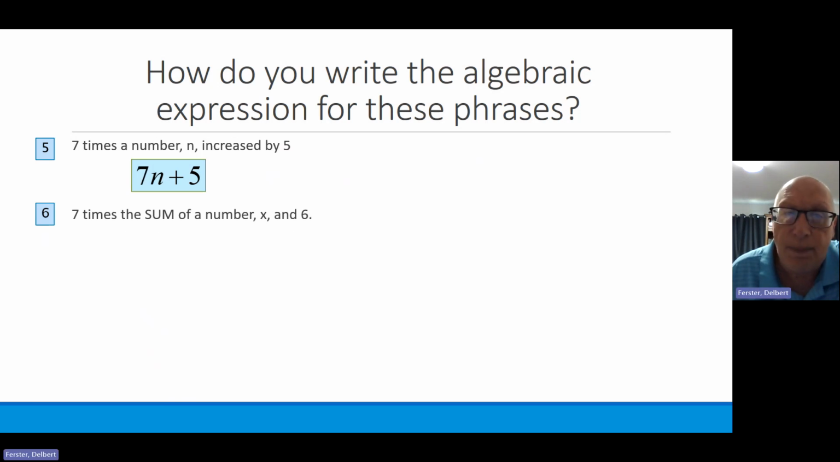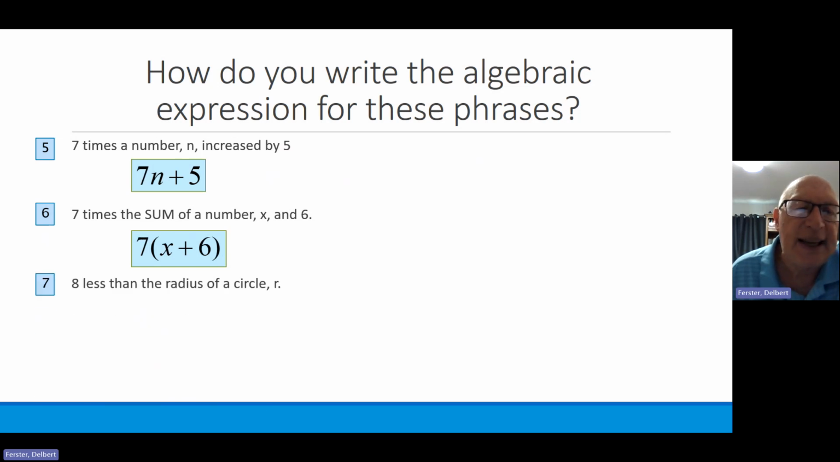7 times the sum. The word sum's capped, so it's probably significant. This time the 7 is affecting a sum. So you're going to make sure that parenthesis shows up to indicate you wanted to add the x and the 6, then have the 7 have an impact on that end result. So those parentheses are in fact important.